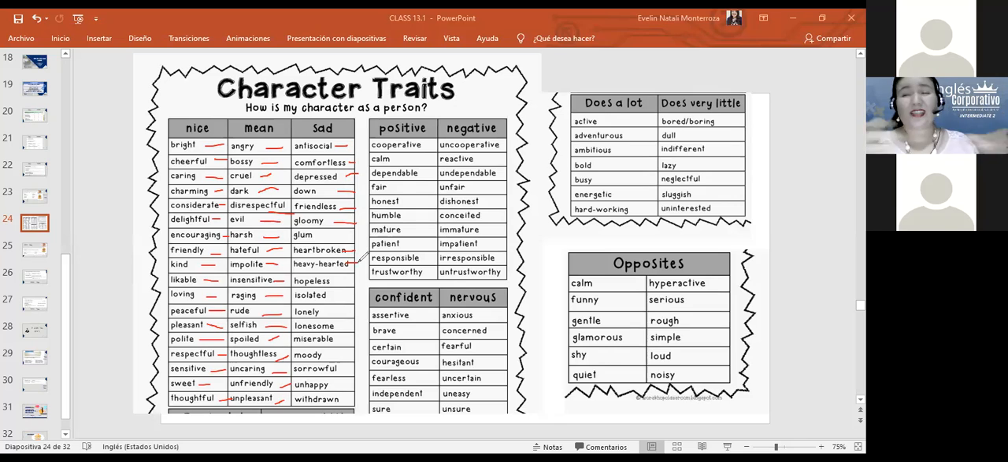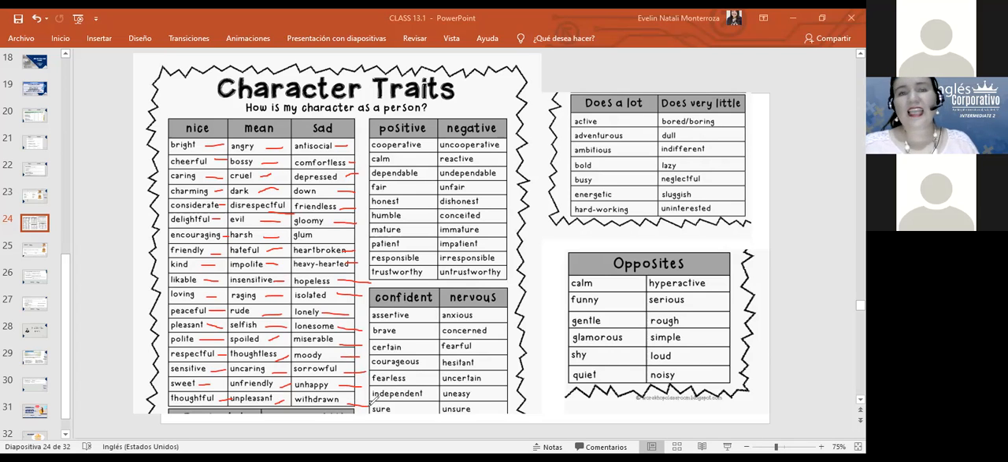Heavy-hearted, it's a person that always has guilt, right? Heavy-hearted is like, sí, es que por mi culpa, yo soy el malo todo el tiempo. Hopeless, right? Que no tiene esperanzas de nada. Isolated, que siempre está apartado de todos, a un lado. Lonely and lonesome, siempre solos, right? Miserable, it's exactly as in Spanish, right? Moody, I explain you what it is. Sorrowful, it's like, ay, pobrecito yo, el mundo no me quiere, right? Unhappy and withdrawn, that it's like, todo me sale mal, come on.